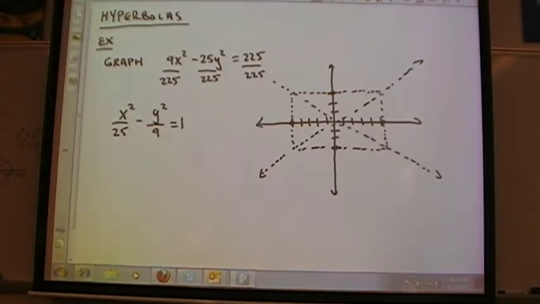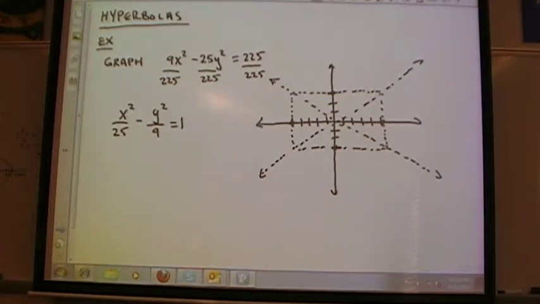Okay, now tell me which way to open the curves. Do I open them left, right, or up, down? Well, the x is first, so left, right. The y is negative. Is it always going to be the bigger number? No, it's not like an ellipse.